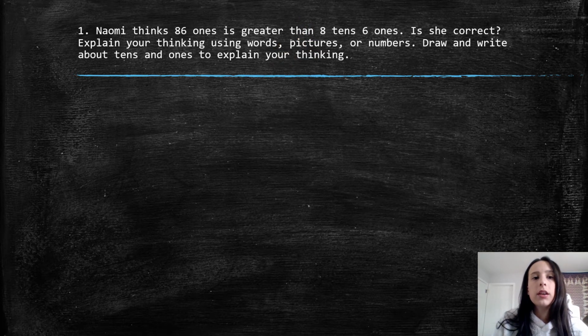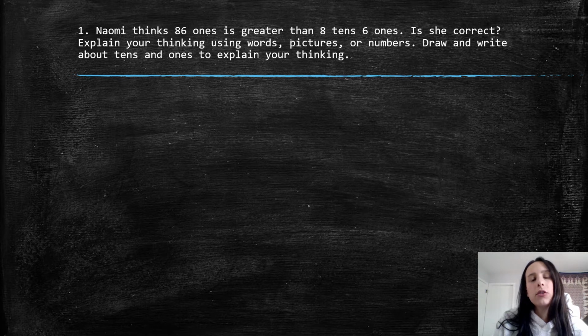Number 1, Naomi thinks 86 ones is greater than 8 tens 6 ones. Is she correct? Explain your thinking using words, pictures, or numbers. Draw and write about tens and ones to explain your thinking. Pause the video and solve, and then we will go over it. So hopefully you've already solved it. I'm going to go back and think about this.